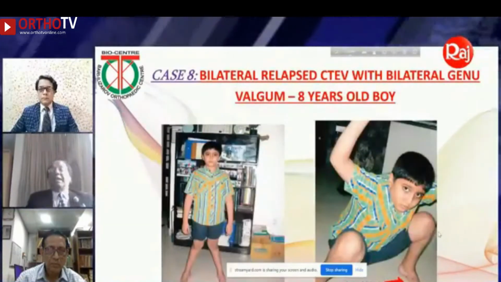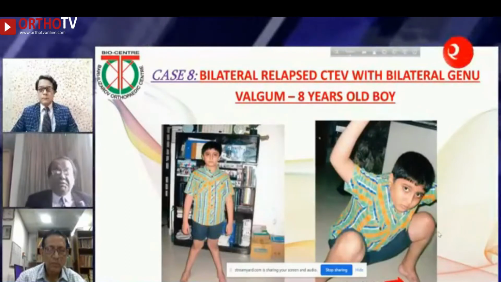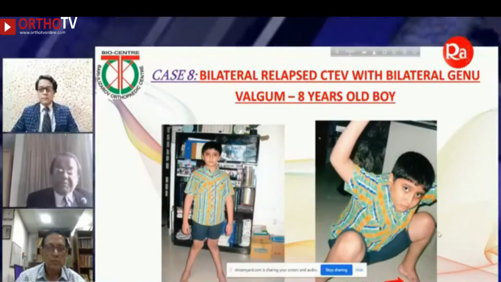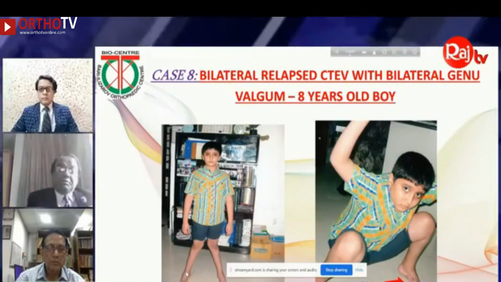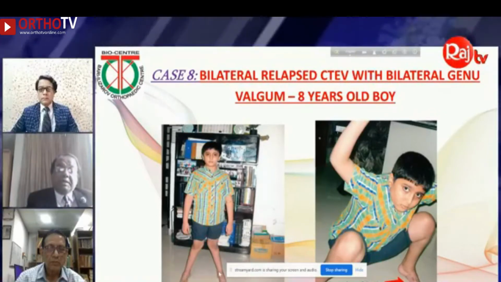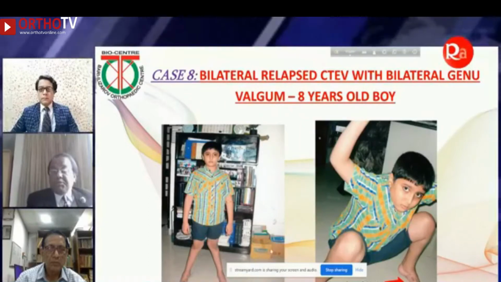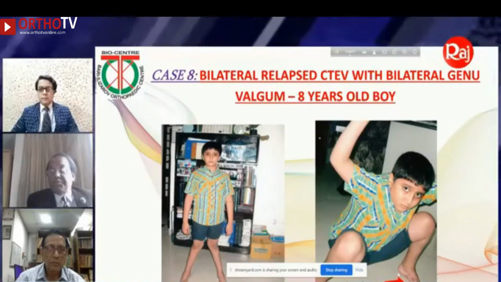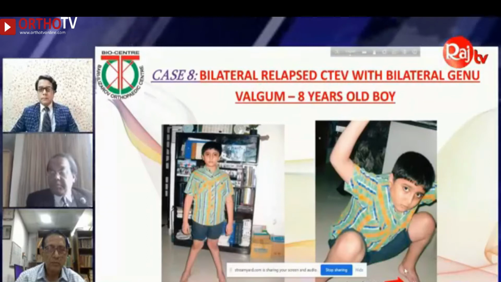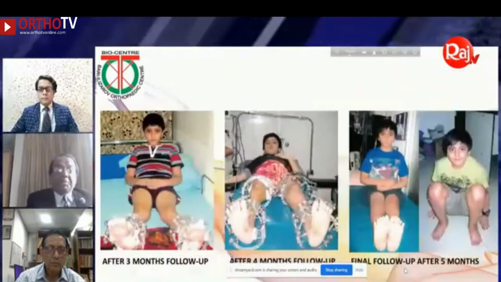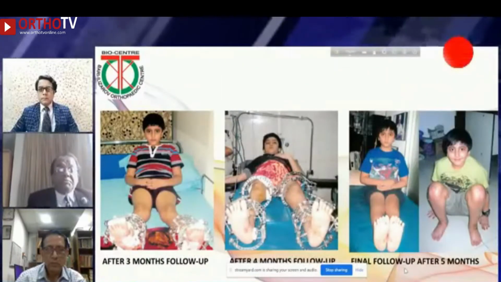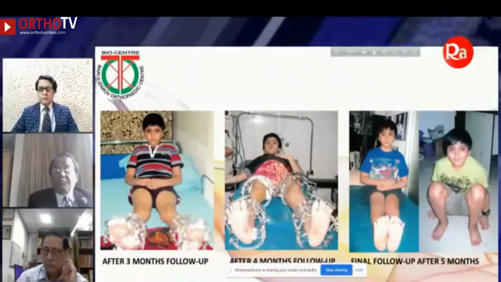And bilateral relapsed CTEV with bilateral genu valgum. Why relapse? Surgery was done elsewhere, and PMR was done, relapsed, and genu valgum. This is the sequelae of PMR. See this cut here. This is the marking of the operations. And then he came to me, 3 months follow-up. This is after 4 months follow-up.